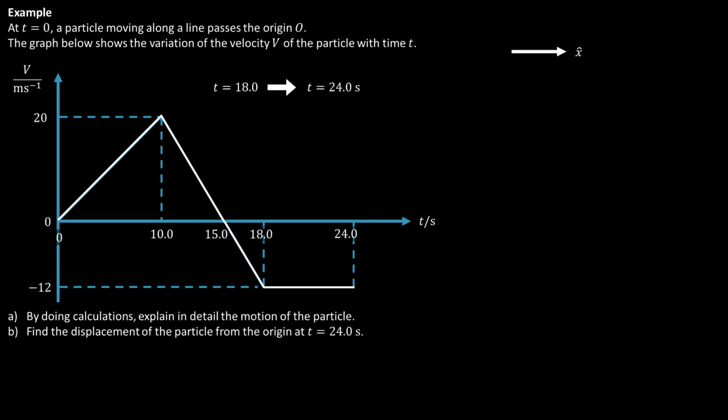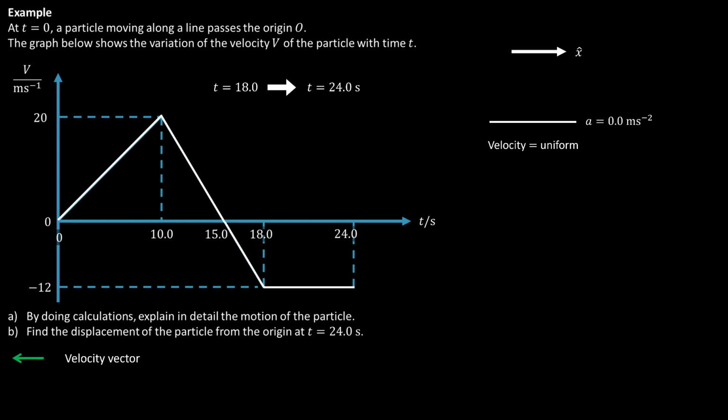From t equals to 18.0 second to t equals to 24.0 second, the graph is horizontal. A horizontal line on a velocity time graph simply means there is no acceleration and that the acceleration is 0. And here, at t equal to 18.0 to t equals to 24.0, the velocity is constant and is equal to minus 12 meter per second. And the minus simply means it is moving to the left. The acceleration is 0 as the gradient of a horizontal line is 0.